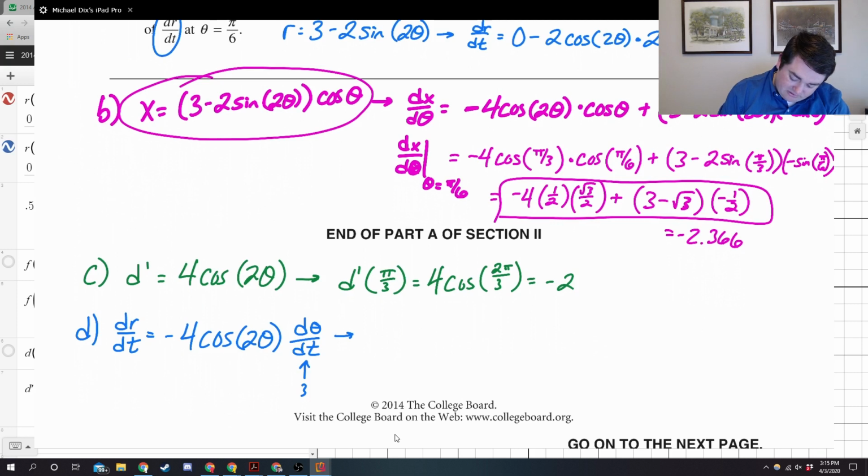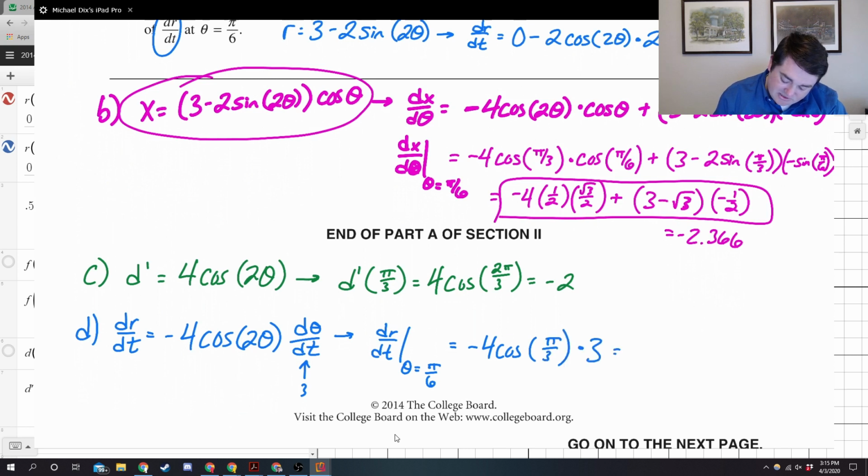So dr dt when theta is pi over 6 is negative 4 cosine of pi over 3 times 3. That's negative 12 times 1/2 is negative 6.